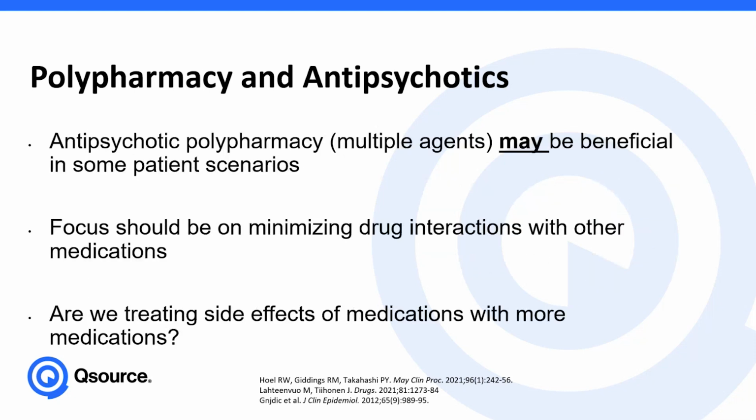And so antipsychotic polypharmacy may be beneficial in some patient care scenarios, but we really need to focus on minimizing drug interactions and other medications. And are we treating the side effects of medications with more medications, especially with some of the medications we talked about at the beginning that have high side effect profiles? Are we seeing anxiety as a side effect of the antipsychotic and giving a benzo to treat it? So there's lots of different examples of that occurring. Next slide.